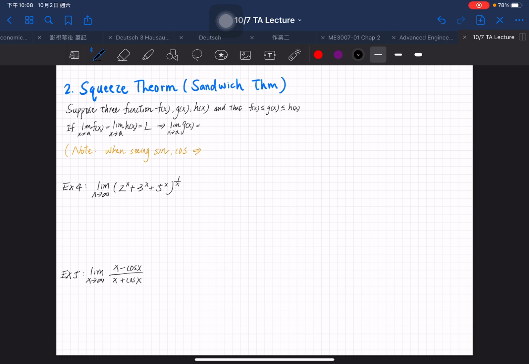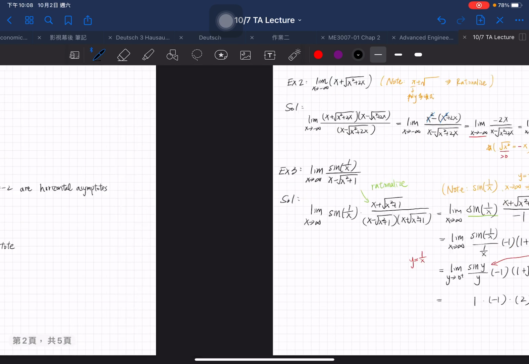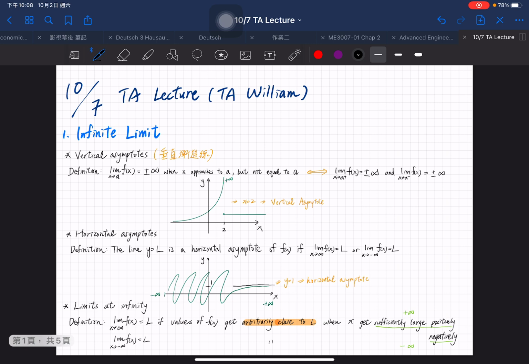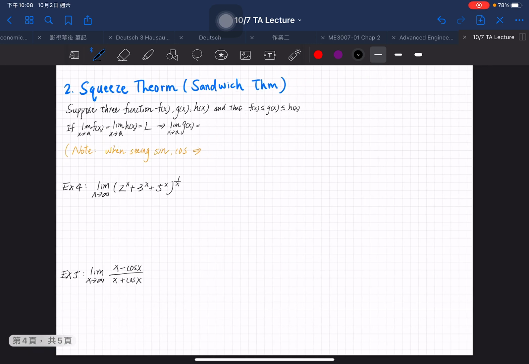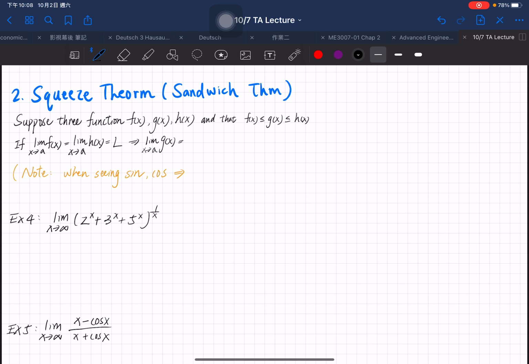Okay, so the first part of the infinite limit is finished, and the second part is another very important theorem when you're doing limits, the squeeze theorem, which is also called the sandwich theorem, I guess.